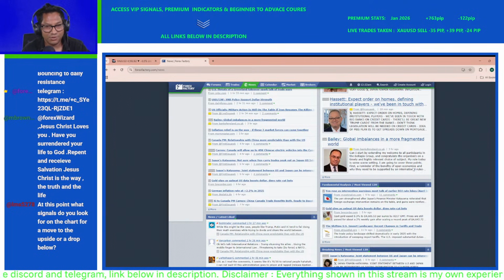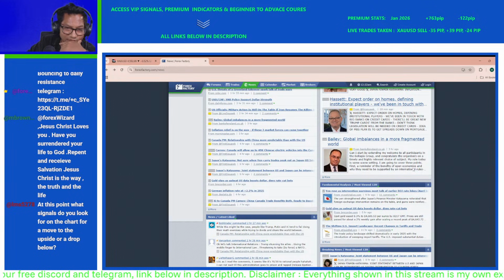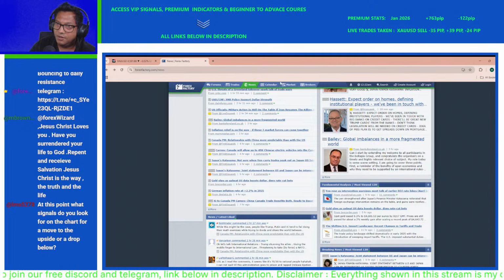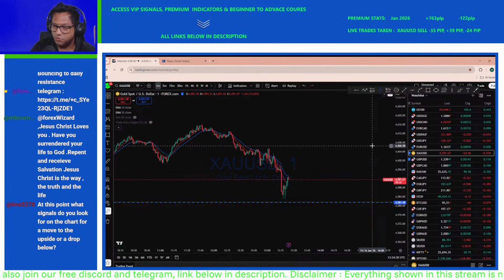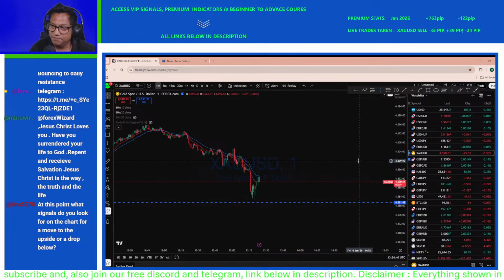At this point, what signals do you look for on the chart for a move to the upside or a drop below? That's the most important question for this session here. All right, going back to the market again.